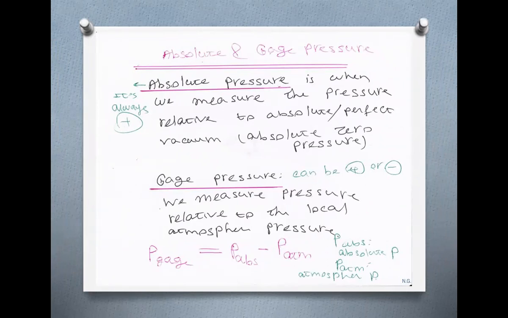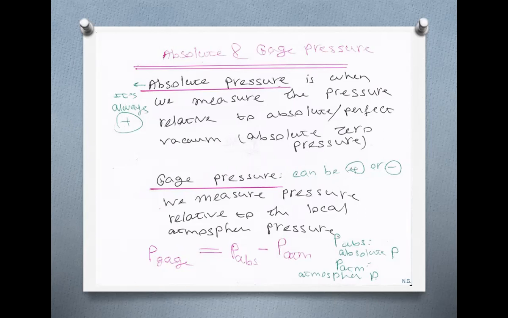So, for example, there is a fluid, and you measure the pressure of the fluid relative to perfect vacuum, relative to absolute zero. So the absolute pressure is always positive, because the pressure of anything is above perfect vacuum, right? So absolute pressure is always positive.